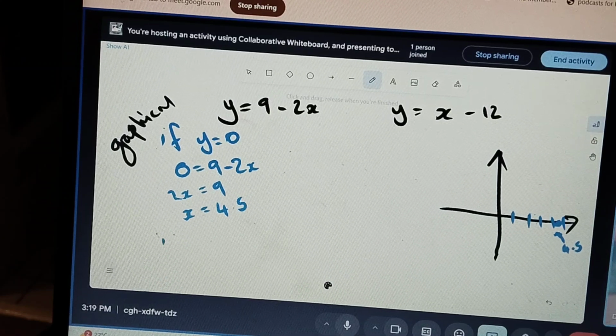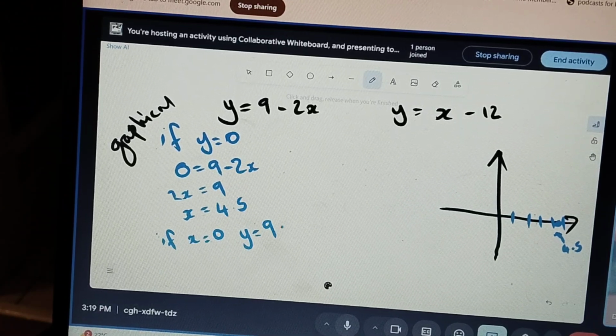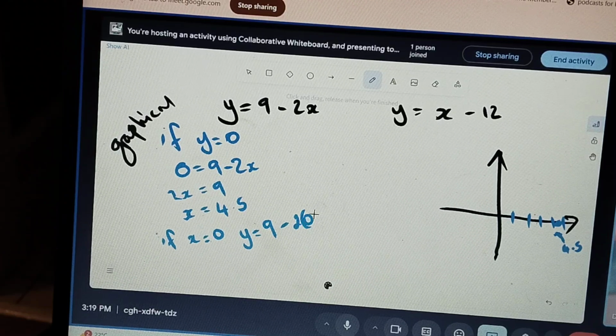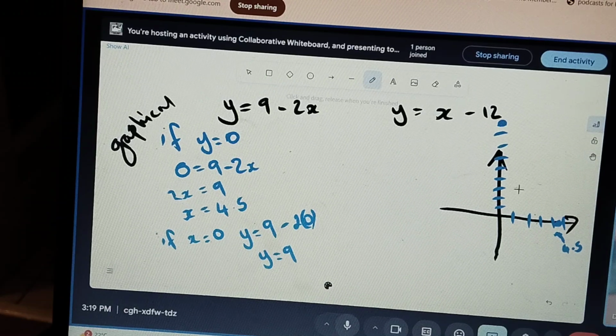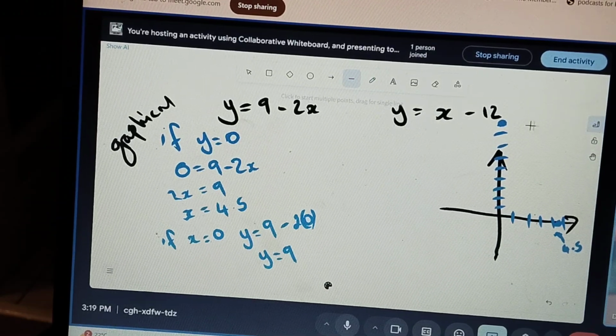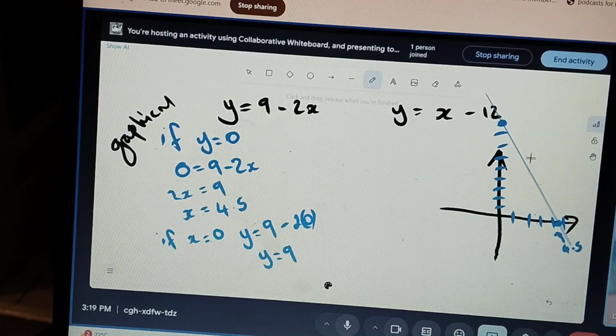If x equals 0, then y equals 9 minus 2 times 0. And 2 times 0 is just 0, so y equals 9. Oh, I should have made this a lot longer. Anyway, 1, 2, 3, 4, 5, 6, 7, 8, 9. That's up there. All right. And then your graph would run down like that. Happy? Yeah. Okay, and that is the graph of, or graph number 1, we'll just call it graph 1.